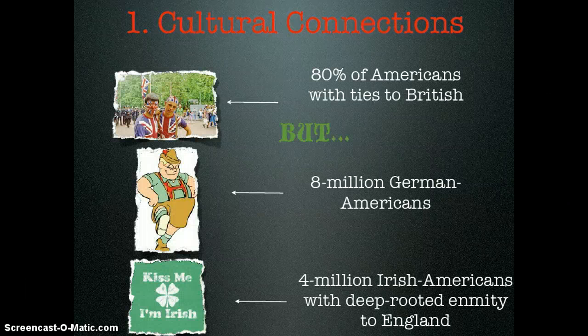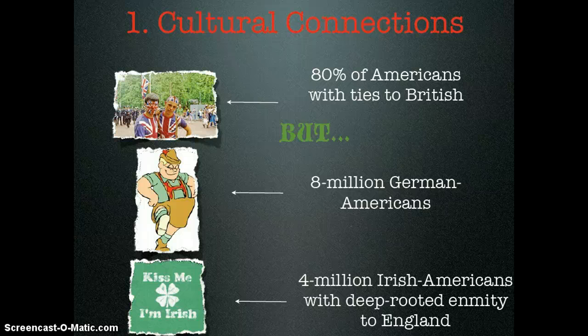So we have the cultural connections. That's the first of our reasons. The language connection with the British. About 80% of Americans had ties to Britain, usually through ancestry. We also can make the connection to France in that they were a traditional ally. They were the ones who helped us during the American Revolution against the British.